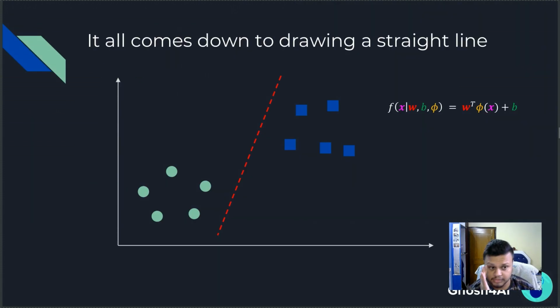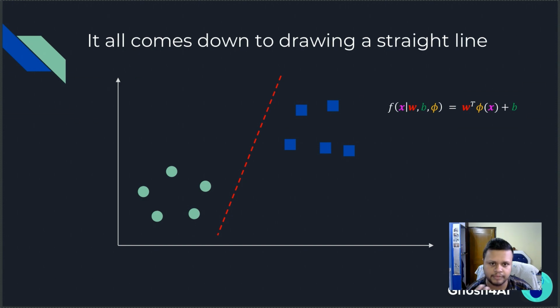Now, it all comes down to drawing a straight line. In the previous clustering video we saw how we can draw a straight line between two groups of samples to create a separation between them. This is called a hyperplane. The goal of almost any machine learning algorithm is to find this hyperplane to differentiate between samples.